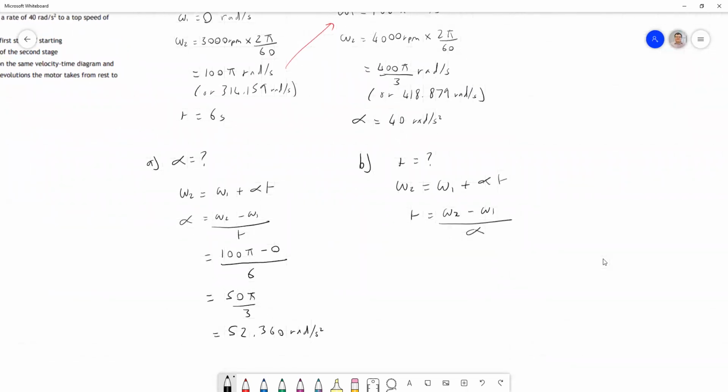Now, again, we can put in the exact numbers, or we can put in the decimal numbers. So we could do 418.879 minus 314.159, or we can just write in these exact numbers here, 400 pi over 3 minus 100 pi. You put this into your calculator and you'll get the correct answer. We're told that alpha is 40 in the question. Now, as I always say in class, you can work out these things separately. You can work out the top and then divide by the bottom. Or if you're confident with your calculator, you can put it all in.